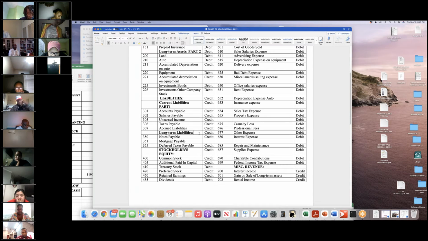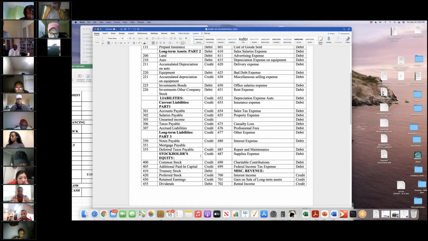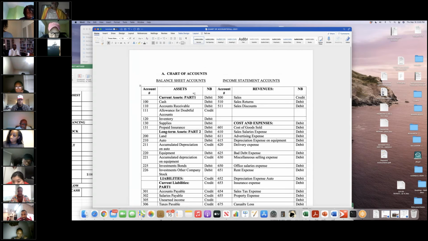Long-term liabilities where? Part 1. No, oh, part 3. Part 3. And stockholders' equity is typically in what? That's part 3. Oh, part 2. Sorry. Okay.